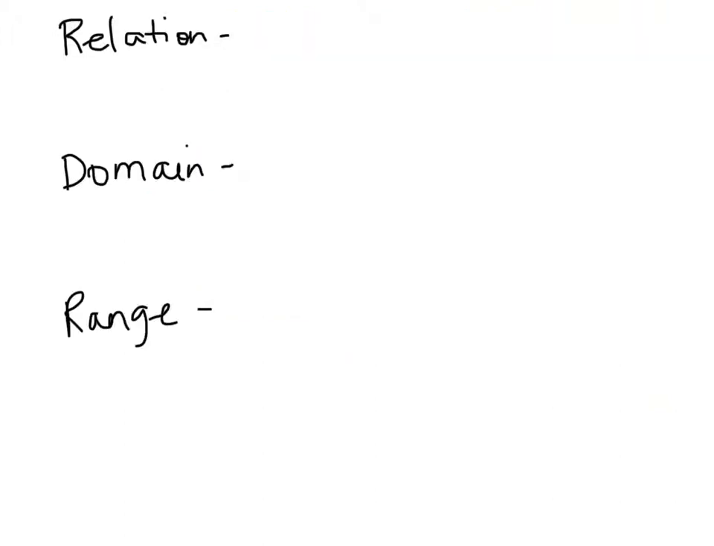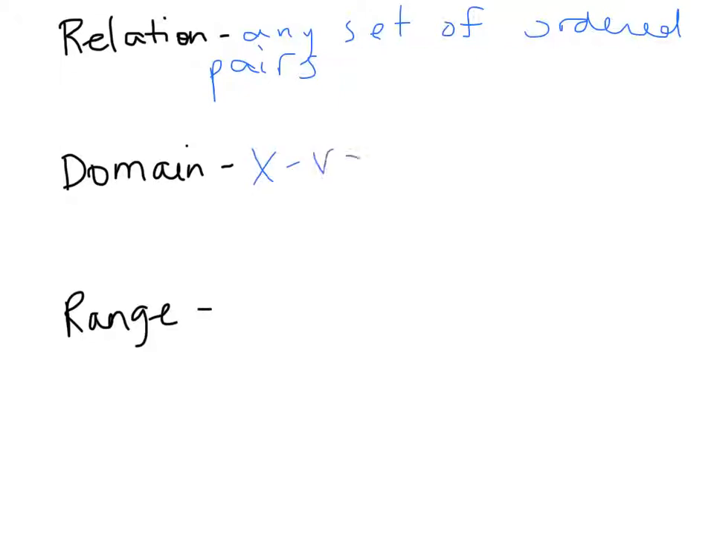Alright, now when we talk about some of these words, vocabulary, a relation is just any set of ordered pairs. Okay, when we talk about the domain of the relationship, we are talking about the x values, and the range is referring to the y values. So the domain is the first set of numbers in the ordered pairs, and the range is the second number in the ordered pairs.